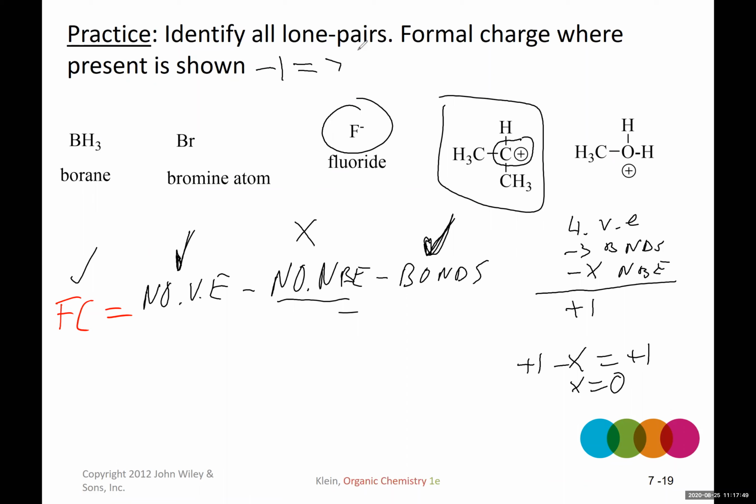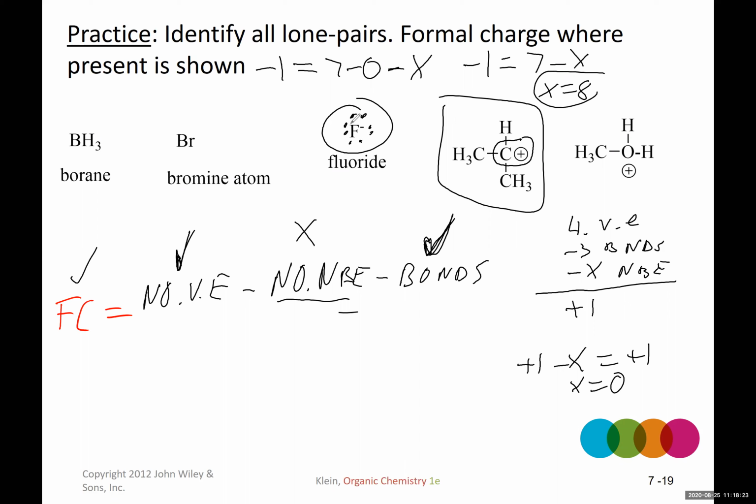There are 7 valence electrons in all halogens. They're in group 7A. There are no bonds, right? No bonds to it. And then we're trying to calculate the number of non-bonded electrons, which is now the unknown X. So -1 is 7 minus 0, or 7 minus X. X has to be 8. So X is 8. So the fluoride ion has 4 lone pairs of electrons.